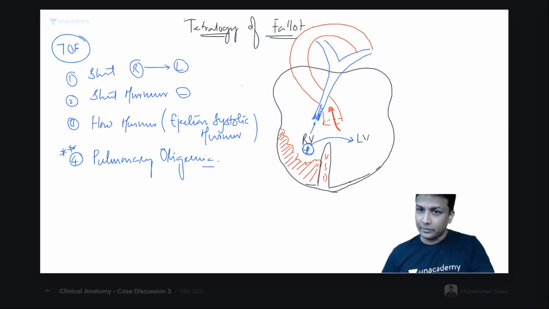Okay. And from the aorta, the deoxygenated blood is going here. Yes, of course, via the aorta, it will be distributed to the body. But immediately after the birth, there is one important structure present between the aorta and the pulmonary artery. There'll be a duct. And what is the name of the duct? That is ductus arteriosus.